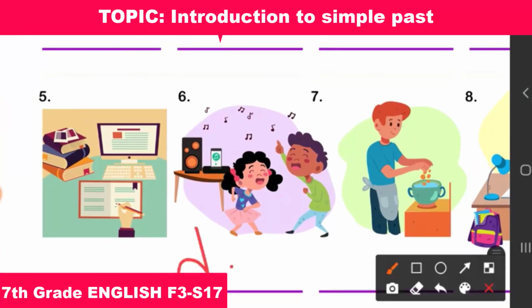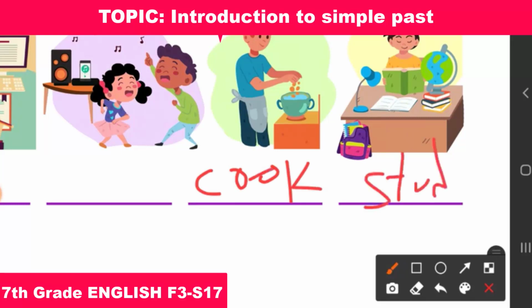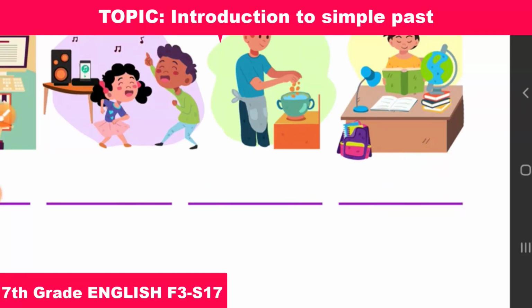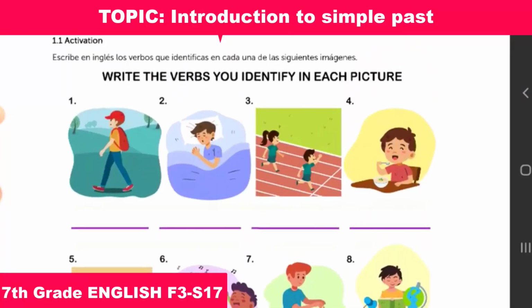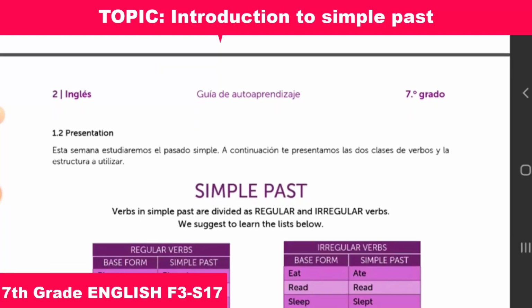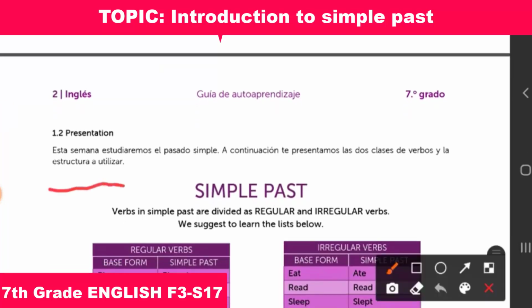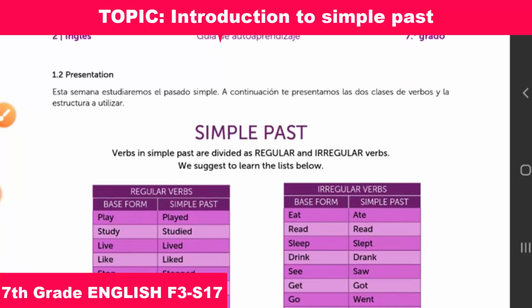So this one is dance, okay? Dance, you have cook, okay? Cook, study, okay? So those are some of the verbs that we identified in each picture. Si no se los puede todos, you can look for it in the dictionary, okay? Now let's continue with the presentation part. Esta semana estudiaremos el pasado simple. A continuación te presentamos dos clases de verbos y la estructura a utilizar, okay?